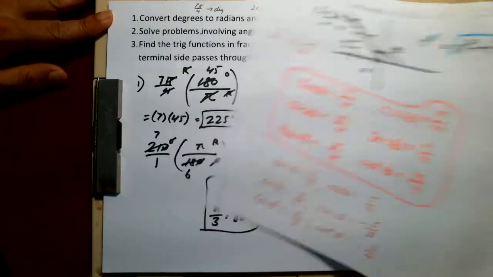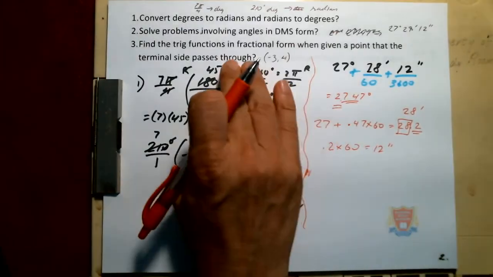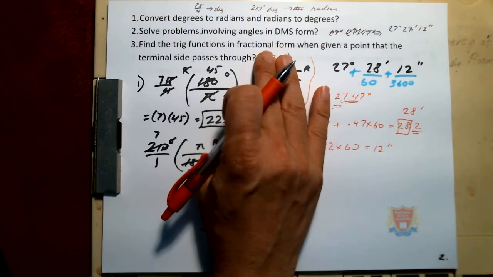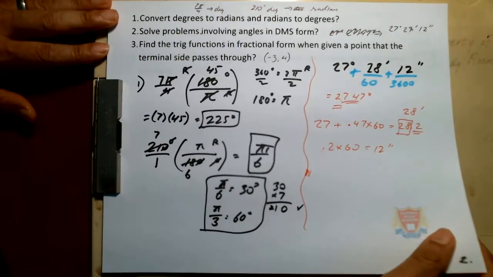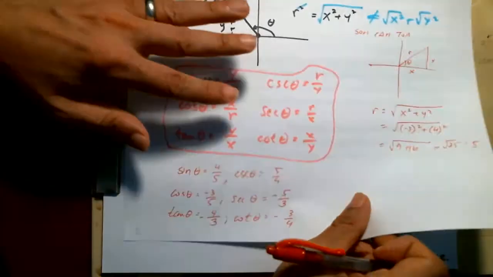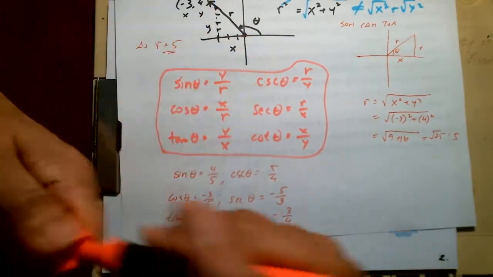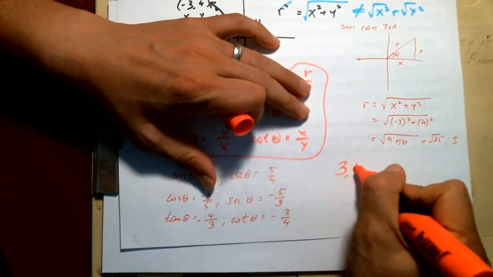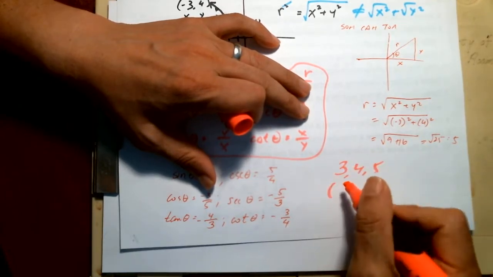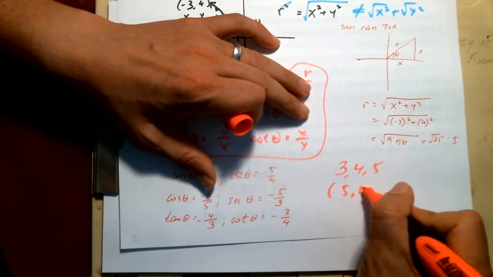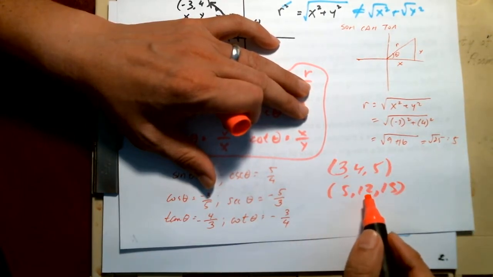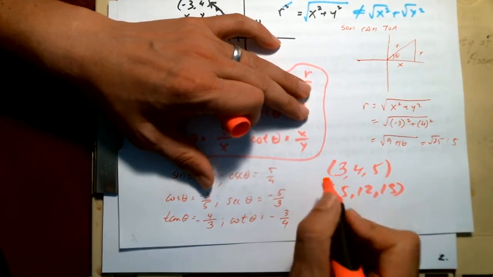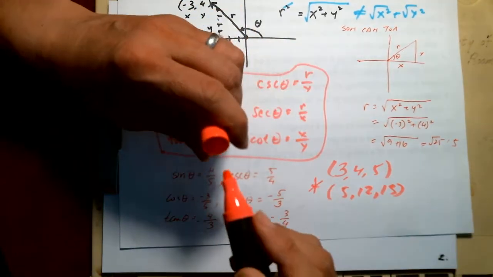Okay, that was the trig functions in fractional form, I believe. Oh, by the way, just to let you know on this one, there are 2 Pythagorean triples that you should know: 3, 4, 5, and 5, 12, 13. 5 squared plus 12 squared equals 13 squared. Okay, it will be on your exams.